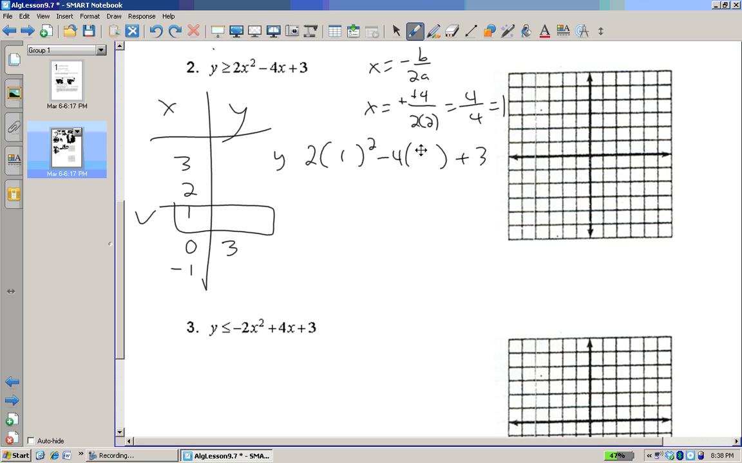And plug in 1. Remember to exponent first, do the power first. 1 squared is 1, times 2 is 2. 4 times 1 is 4. 2 minus 4 is negative 2, plus 3 is 1.